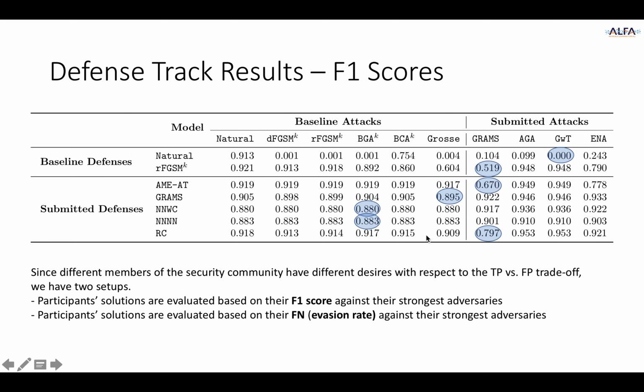But then what you identify, the model with the best worst F1 score is the model that was trained with the Grams method. It achieves 0.895 F1 score, while the rest of the models are 0, 0.5, 0.6, 0.88, and 0.79. There isn't really a big difference, but yeah, we're ranking them based on the F1 score. Now, this is with respect to the defense track based on F1 score.